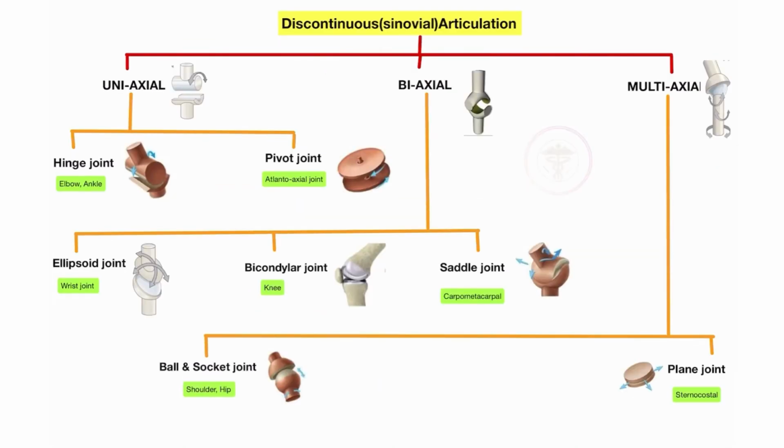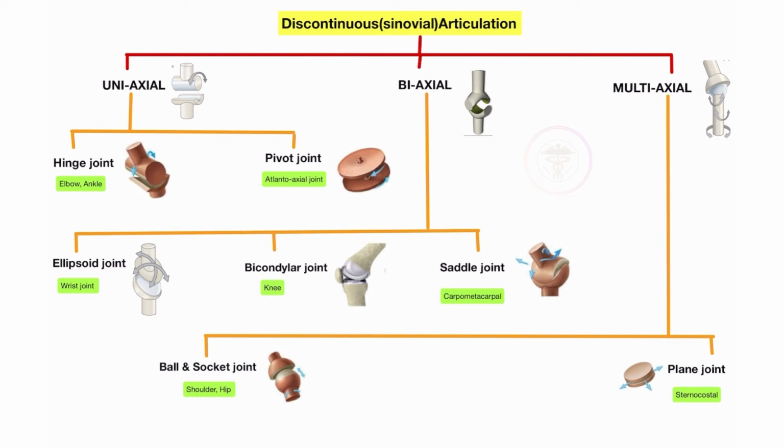Second type of joint, which is very important, is the synovial type of articulation, also called discontinuous type of articulation. In this, movement occurs in three types of axis. First is the uniaxial type of joint, where movement occurs in only one axis. Second is the biaxial joint, where movement occurs in two axes. And the multi-axial, or freely movable type of joint, is called the multi-axial type of joint.